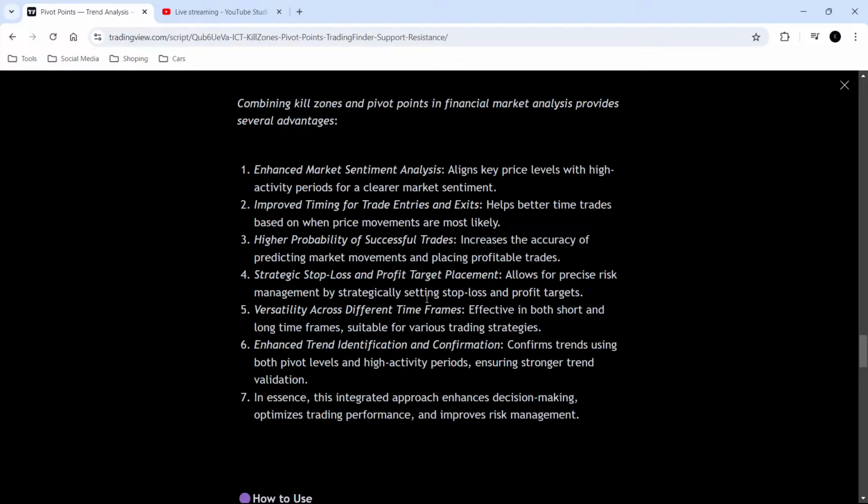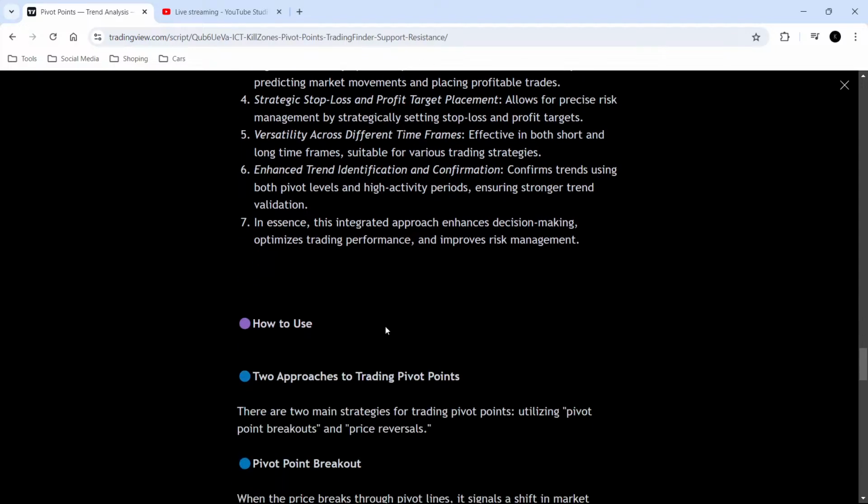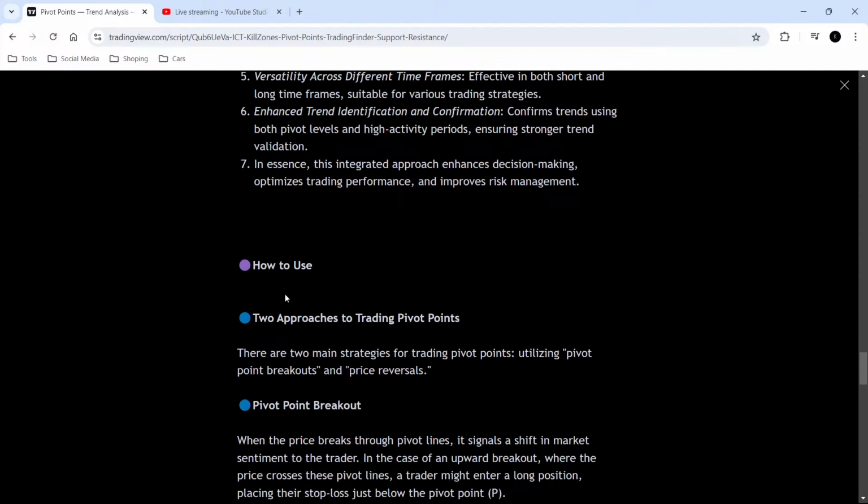Strategic stop loss and profit target placement allows for precise risk management by strategically setting stop loss and profit targets. Versatility across different time frames. I'm not going to read this. How to use two approaches to trading pivot points. There are two main strategies for trading pivot points: utilizing pivot point breakouts and price reversals.